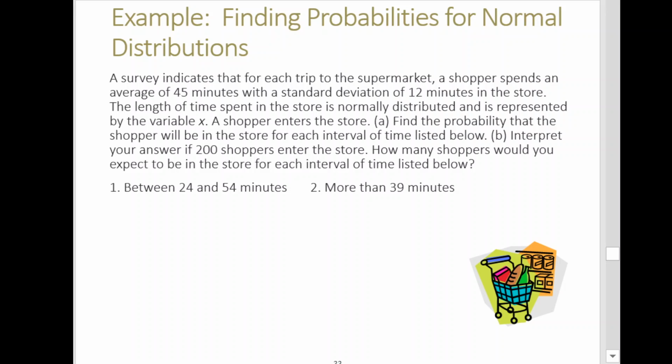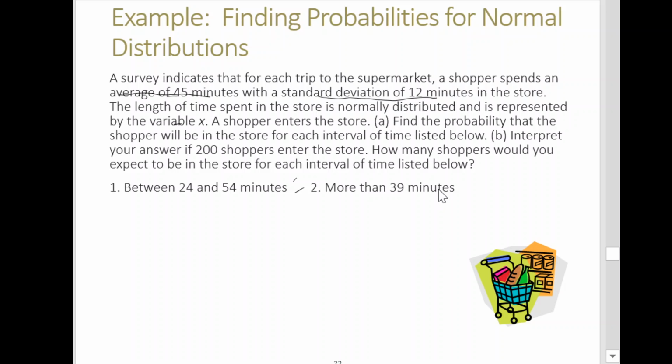Let's do another finding probabilities for normal distribution problem. A survey indicates that for each trip to the supermarket, a shopper spends an average of 45 minutes, with a standard deviation of 12 minutes in the store. The length of time spent in the store is normally distributed and is represented by variable x. Find the probability that the shopper would be in the store for each interval of time listed below, and then interpret your answer.